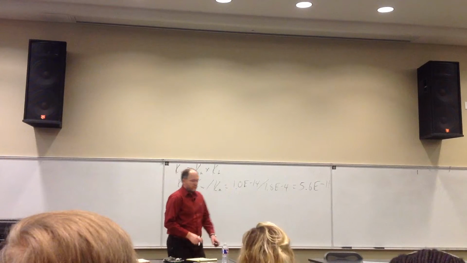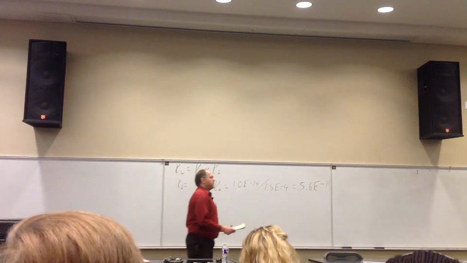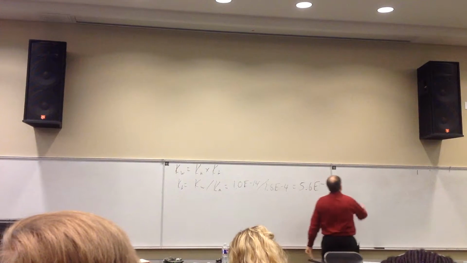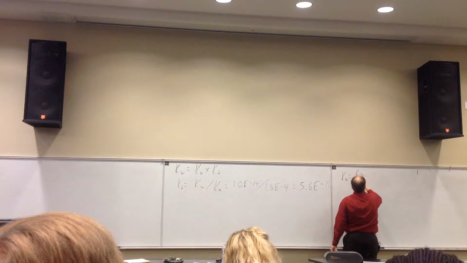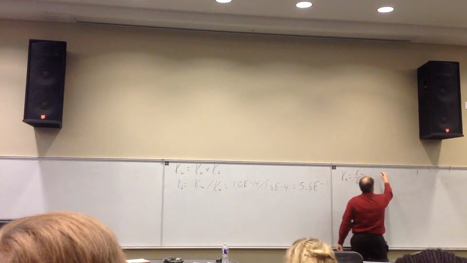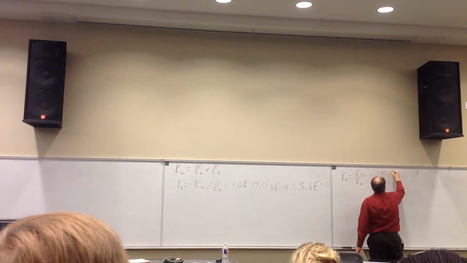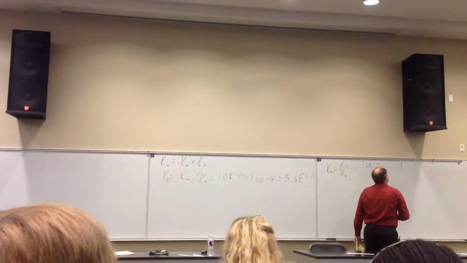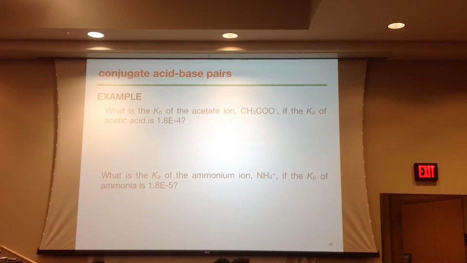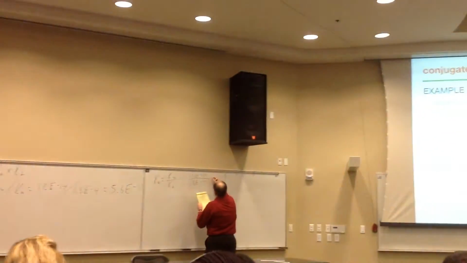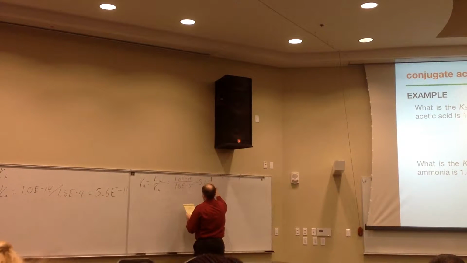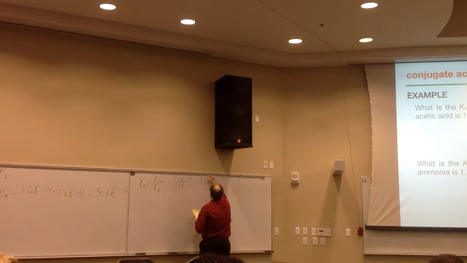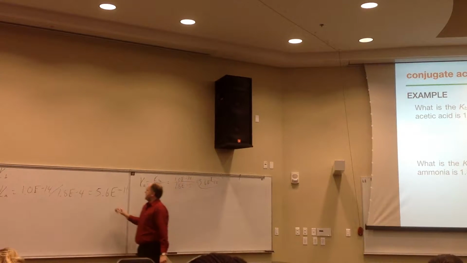Well, we can do another one. Let's do it for ammonium. How strong of an acid is ammonium? Well, Ka is going to be equal to Kw divided by Kb. 1.0 times 10 to the minus 14 divided by 1.8 times 10 to the minus 5. 2 sig figs. 5.6 times 10 to the minus 10.